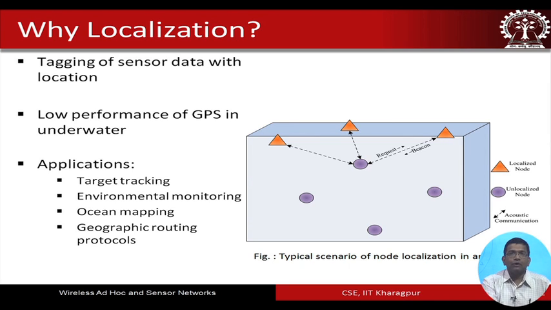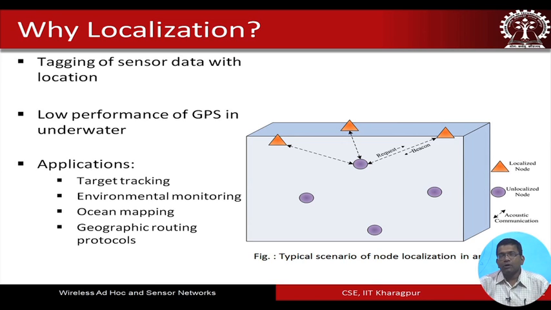So, why do we need to localize? We have already seen this. Localization is important for a number of reasons. One of the very important ones is that when the sensor nodes send the data to the surface sink, along with that the location data should also be sent. Otherwise, that data will not be of much value, because the surface sink which has received the data will not be able to know which node from which location has sent that particular data. So, localization is a very important problem in any network.